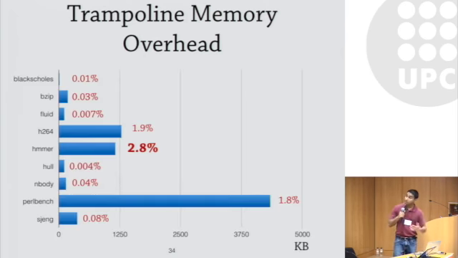And here's another view of that benchmark, where these solid blue bars correspond to the max memory residency of each program. So you can see Perlbench allocated the most amount of memory, but the maximum overhead occurs at the Homer application, which is 2.8%. All figures are in kilobytes.